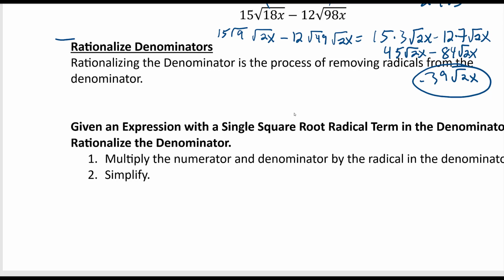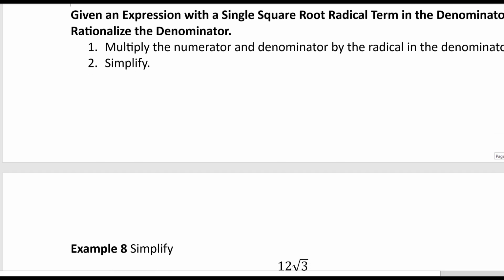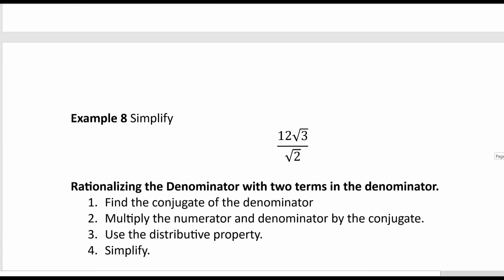Continuing on here, this is rationalizing the denominators. Rationalizing the denominator is the process of removing radicals from the denominator. We typically don't want radicals in our denominator, so here's the process for it. It says, given an expression with a single square root, radical term in the denominator, rationalize the denominator: multiply both numerator and denominator by the radical denominator, and simplify.